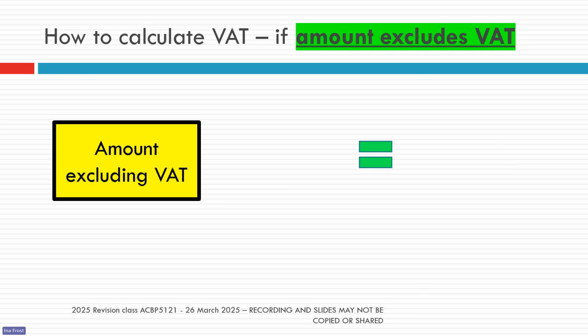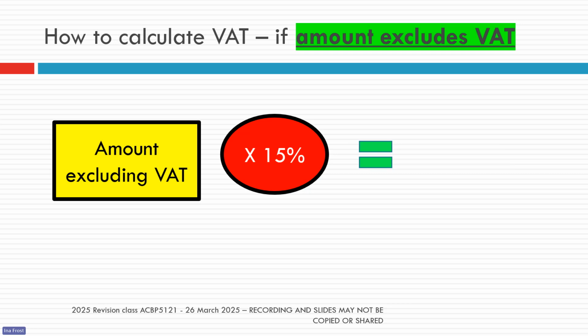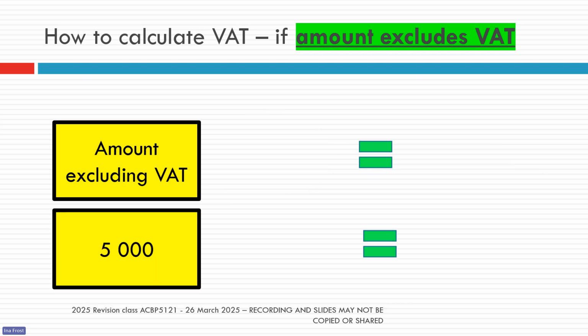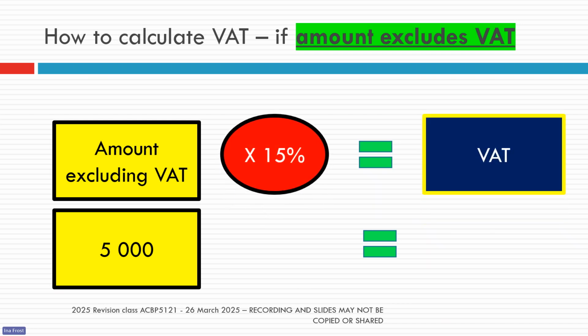So if the question gives you the amount excluding VAT, and in the question you are required to work out the amount including VAT, or even the VAT amount, how are you going to go about it? So I've got the amount excluding VAT. If I now want to work out how much VAT is on this amount, I'm going to multiply it with 15%. And that is going to give me the VAT amount.